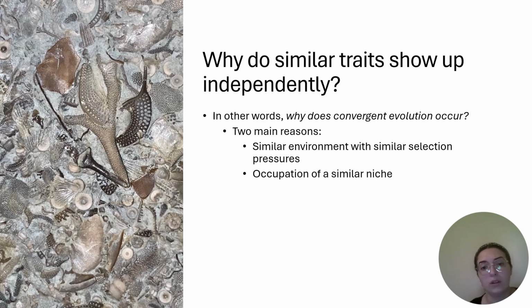Another reason why convergent evolution can occur is occupation of a similar niche. So a niche is a role an organism plays in a community, influenced by environmental factors and interspecies interactions. When two different organisms inhabit a similar niche, such as the cryptic green coloration of emerald tree boas from South America and green tree pythons from Australia, both living high up in the canopy of similar rainforests and preying on birds, convergent evolution may also occur.